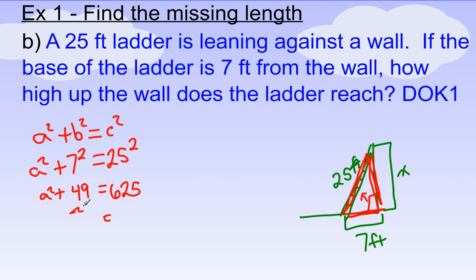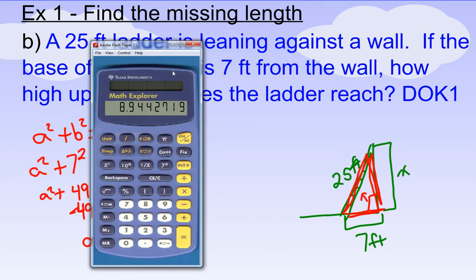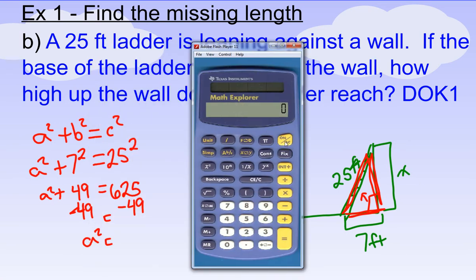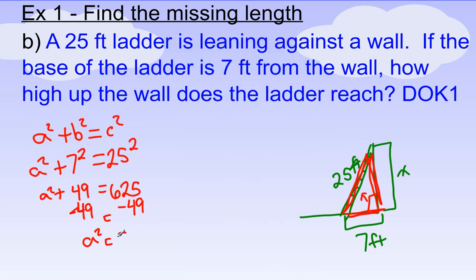I'm going to subtract both sides by 49. And I get A squared equals 625 minus 49. Always in the wrong place. 625 minus 49 equals 576.